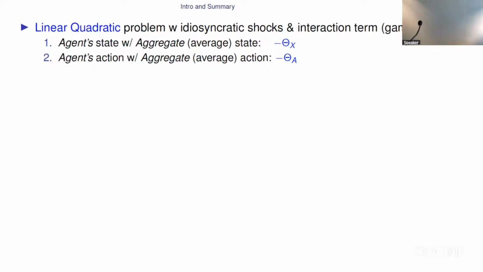Minus theta x will be the cross derivative between your own state and the average state of everybody else. Minus theta a will be the cross derivative between your own action and the average action of everybody else. That's the sense in which you're not solving an individual agent problem. These two things have to be consistent with each other in equilibrium. These are matrices, but you could think of them as scalars. That's the sense in which there is strategic complementarity in the period payoff, between the actions or between the states.